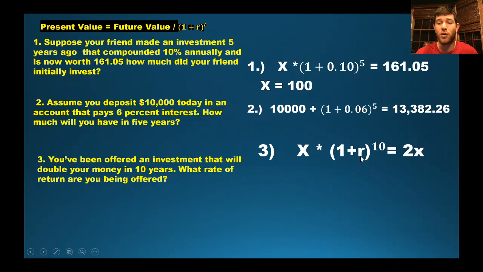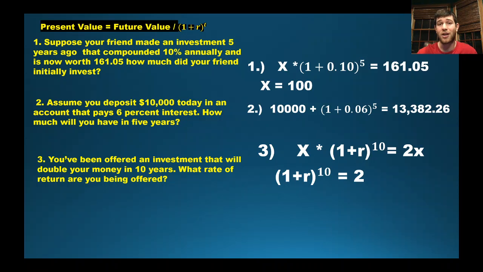And x times (1 plus r) to the t is the final value. In this case, we know that the final value will be double the beginning. So double x is 2x. We also know that t is 10 years because we're doubling our money in 10 years, but we don't know r. So we're left with this equation: x times (1 plus r) to the 10 equals 2x. The first thing we're going to do is divide by x on both sides, and we're going to get (1 plus r) to the 10 equals 2.